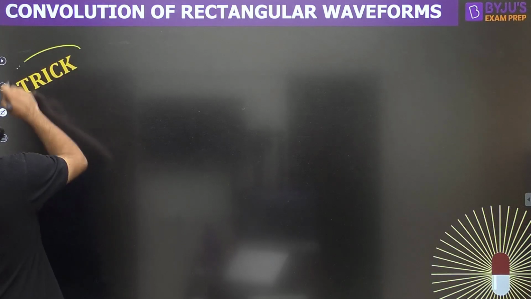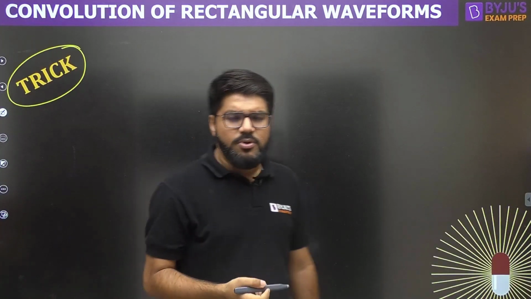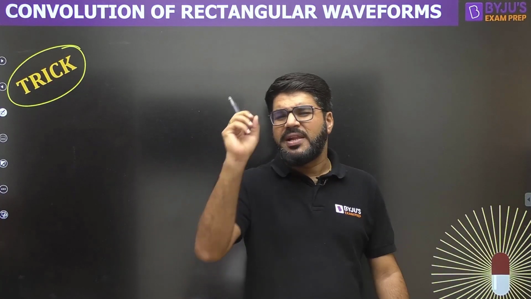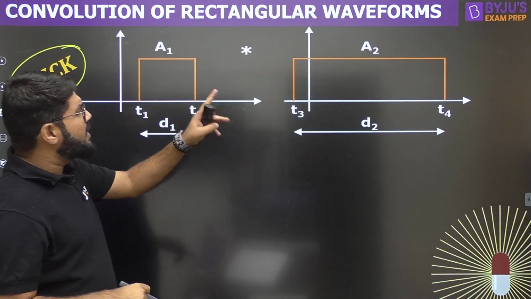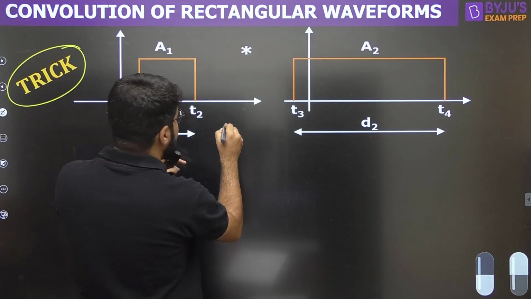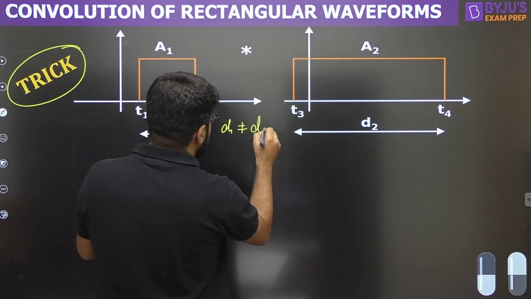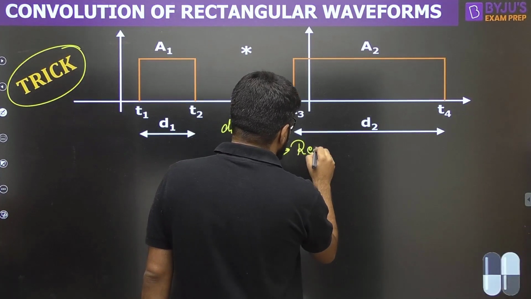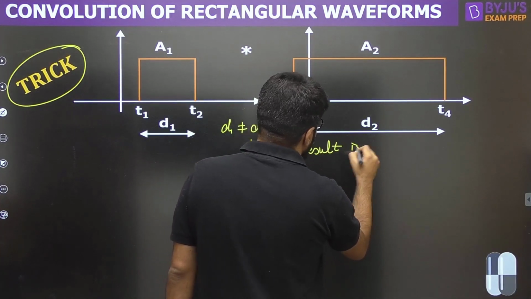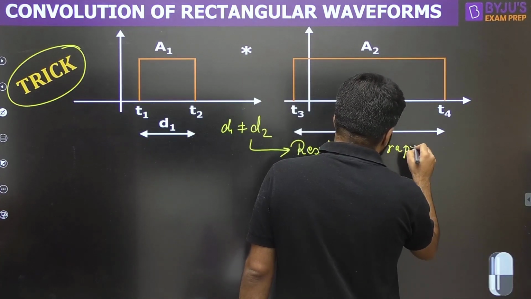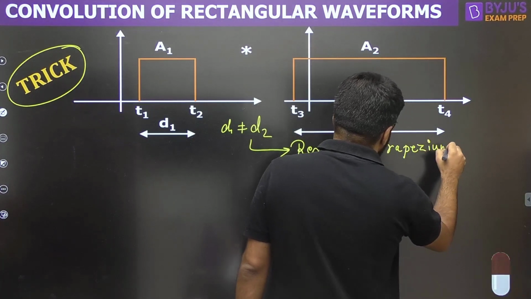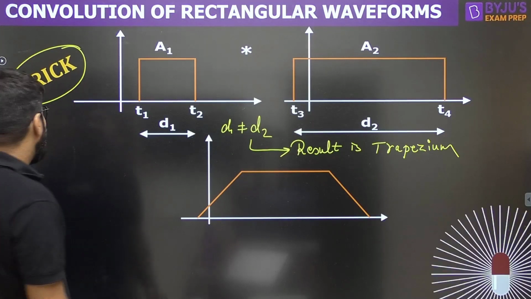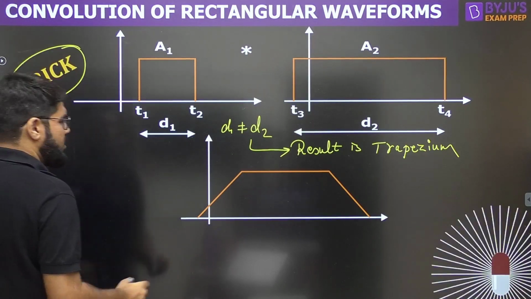Right. So now we know the different methods of convolution, right? And I want to keep it as a concise short capsule. So for this one, let me give the direct trick. You have two rectangles of unequal duration, D1 and D2, where D1 does not equal D2. In that case, the result is a trapezium, guys. Have a look at this trapezium and have a look at its properties.